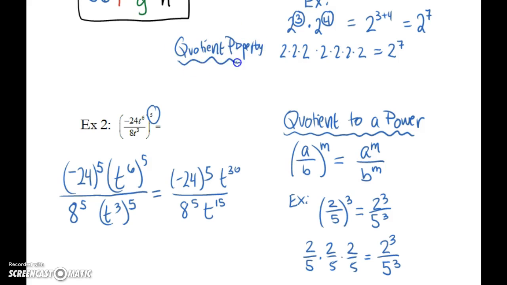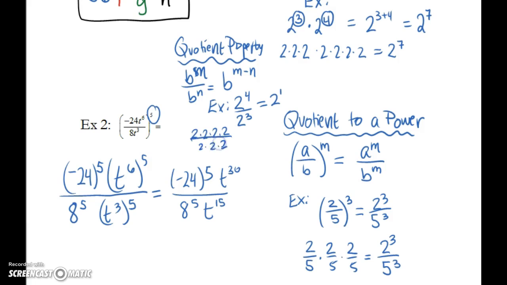And our quotient property says if we have a quotient, two things being divided, b to the m over b to the n, we can subtract our exponents, b to the m minus n. So for example, if you have 2 to the 4th over 2 to the 3rd, you can subtract your exponents and get 2 to the 1st. Now if you were to expand this, you could see 2 to the 4th is 4 2's on top, 2 to the 3rd is 3 2's on the bottom, and if you started canceling 2's out, you'd be left with 1 2 on the top, or 2 to the 1st.